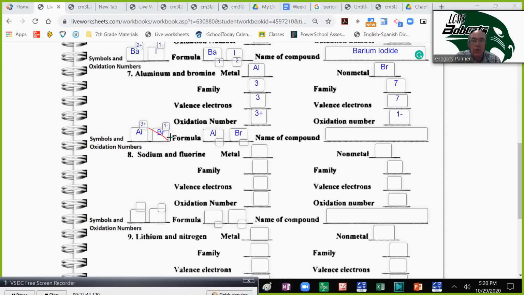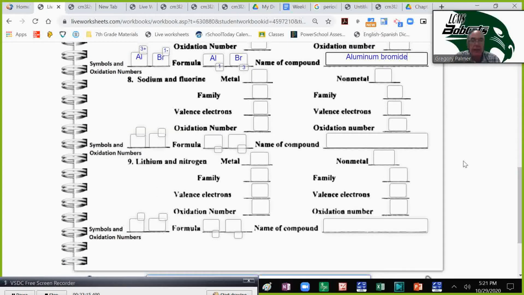So we're going to take the 3, and it goes down here by the bromine. We're going to take the 1, and it goes over here by the aluminum. So we're going to put the 1 here, and we're going to take this 3 and stick it down and across right there. And the name of the compound is going to be aluminum. And we put IDE on the end of the bromine. So it's bromide. Once you get the hang of this, it's pretty simple. Okay. Sodium, we already know its symbol is Na.